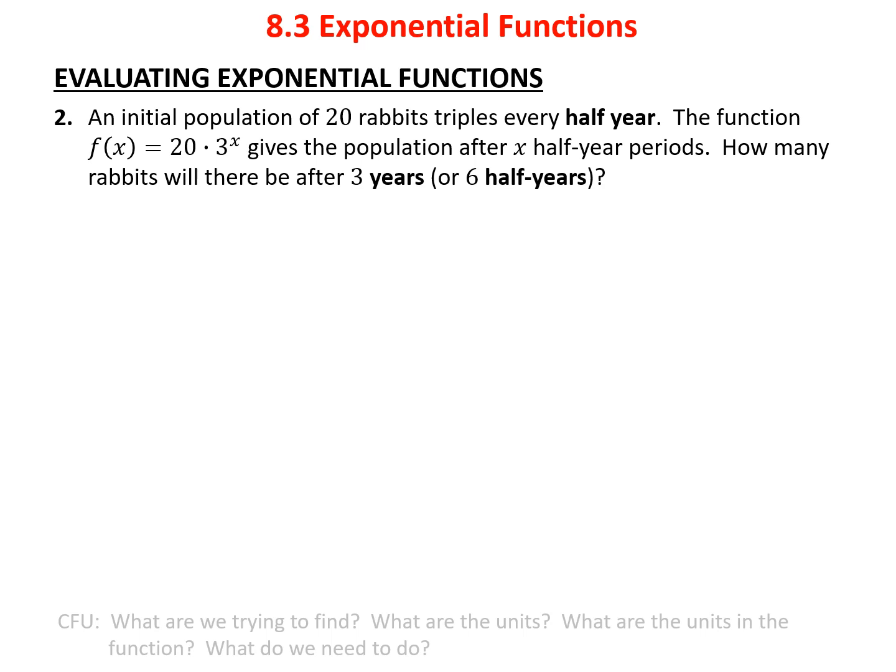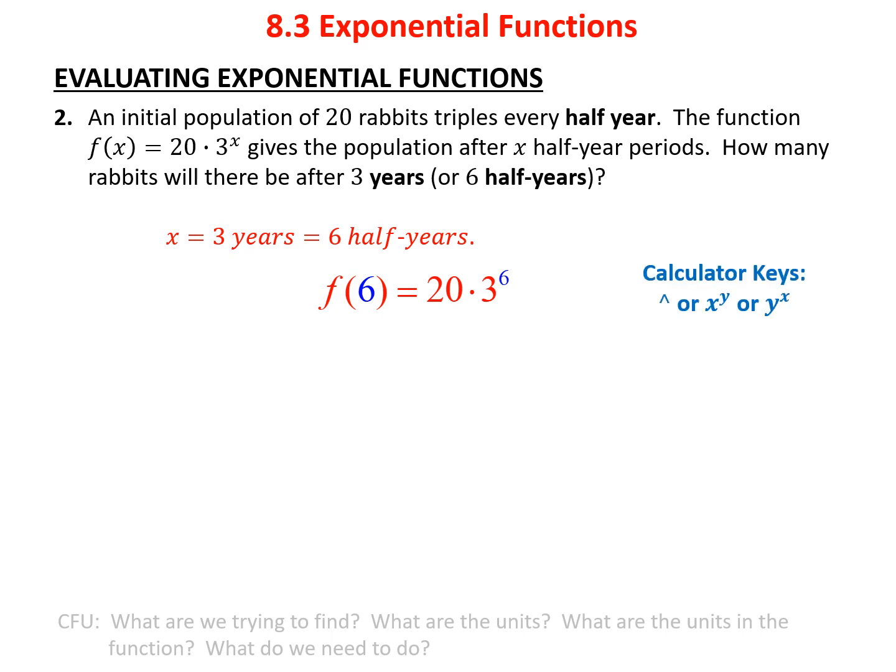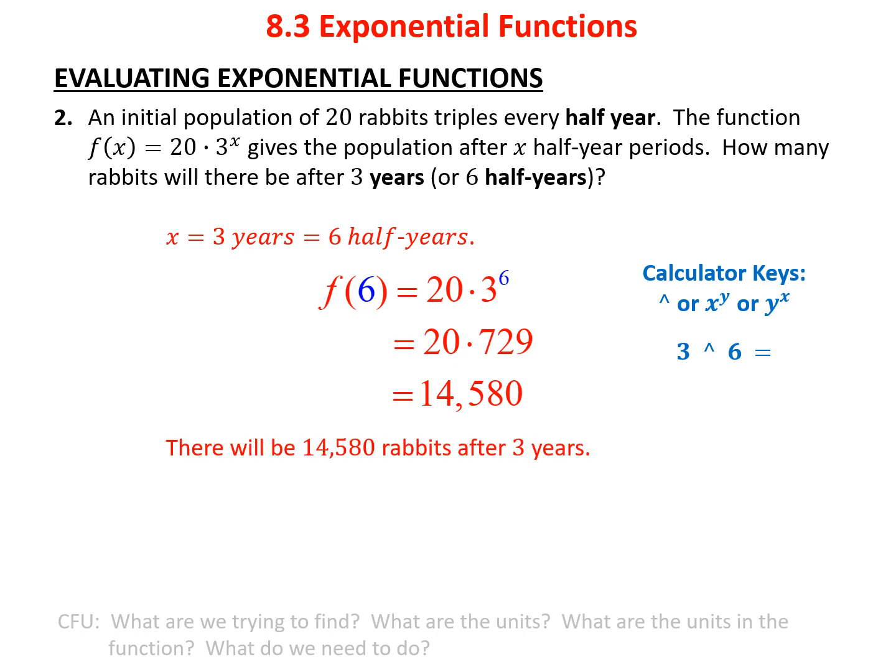Again, we have to remember the function is for half years, so 3 years is how many half years? Well, 3 years is going to be 6 half years. So now we can plug in and find f of 6, the number of half years: 20 times 3 to the 6th power. When you bring out your calculator, you can use one of these 3 keys, and so we would punch in the first number 3, and then whatever symbol we use, the caret, to the 6th power is going to equal, and we find that 3 to the 6 is 729. So after 6 half years, or 3 years, there's going to be 14,580 rabbits after 3 years.